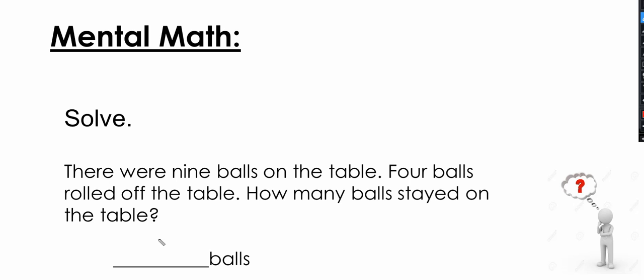Are you ready? 5 balls stayed on the table. Just imagine you have 9 balls and then 4 rolled off. That means you have to do minus, and 9 minus 4 equals 5.